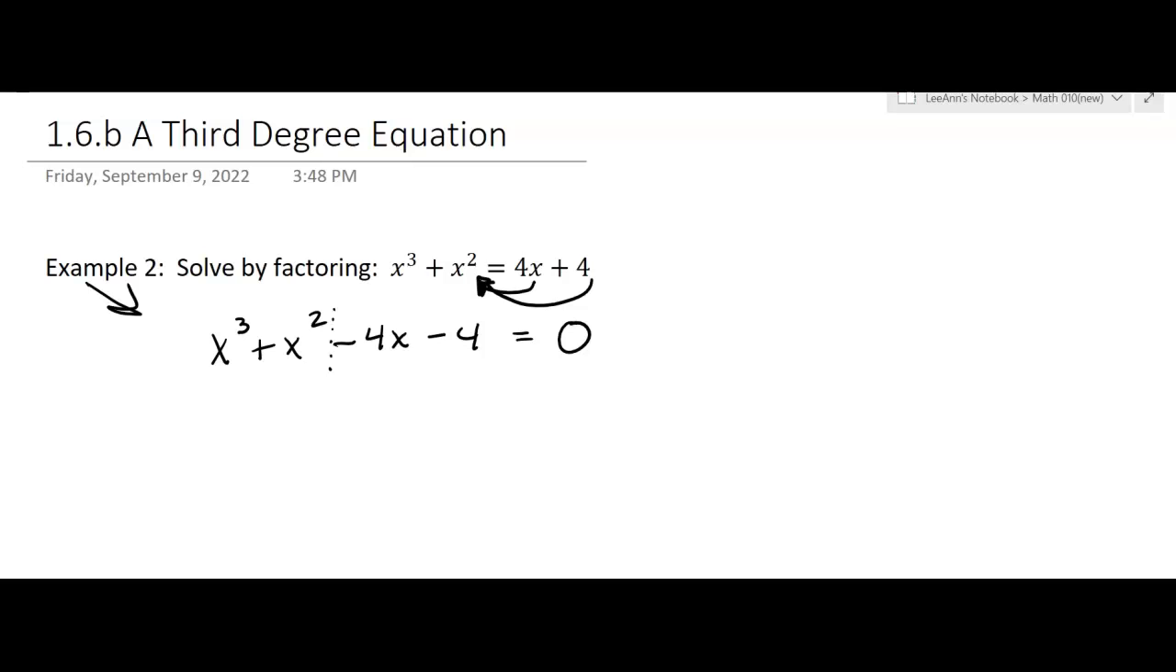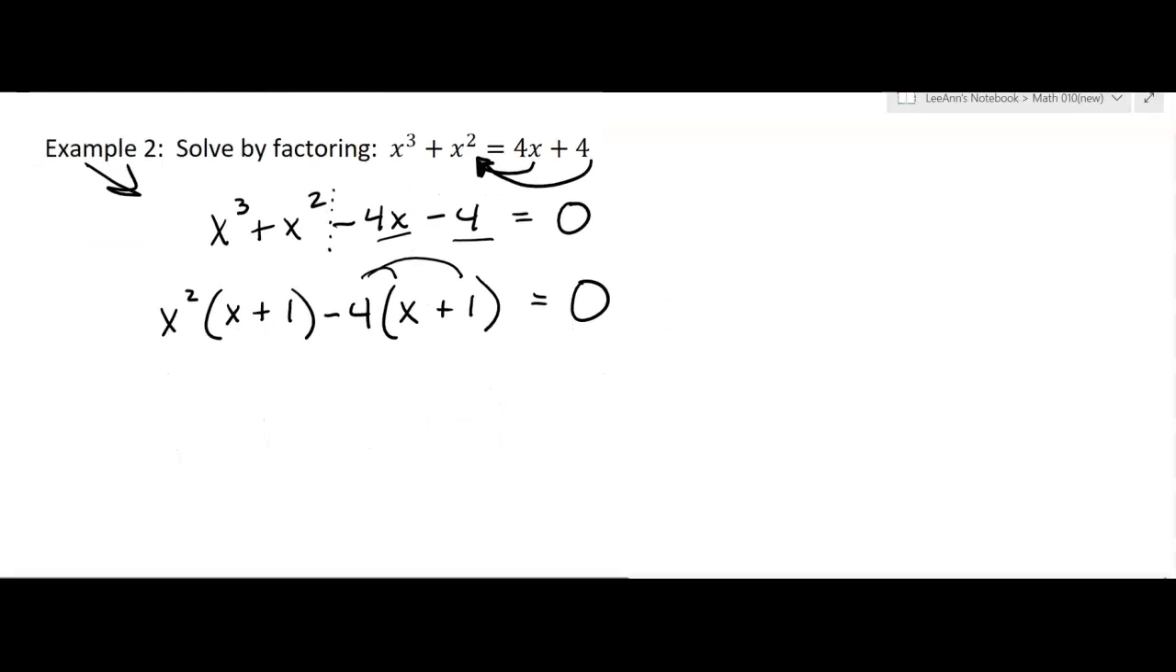In the first two terms, I have a common factor of x squared. And then in the last two terms, I have a minus 4. So I'm going to factor that out, and I'll get x plus 1. So negative 4 times x is the negative 4x, and negative 4 times 1 is the negative 4.